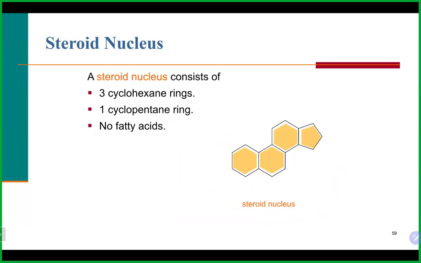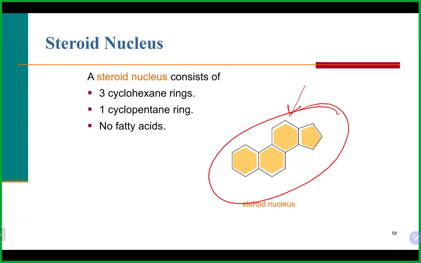Now, the steroid nucleus is this. It consists of three cyclohexane rings and a cyclopentane ring. It has no fatty acid. You need to be able to recognize this as the steroid nucleus. You don't need to draw it, but you need to be able to recognize it as a steroid nucleus. Are you pointing to the whole thing? Yeah, that whole thing is the steroid nucleus, and if you see it, you need to be able to recognize it.